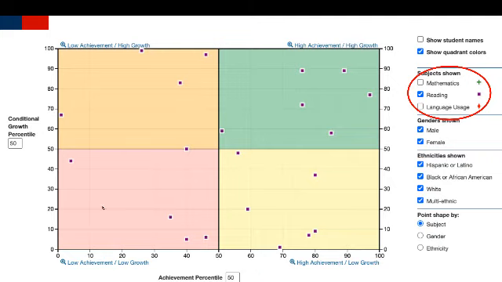Where we want to avoid having students, of course, would be this low achievement, low growth quadrant. These students are below average in not only achievement, but also below average in growth. And you've got one student that's right on the line. So 40th percentile achievement, but 50th percentile growth, which means this student is likely to stay at the 40th percentile for achievement.